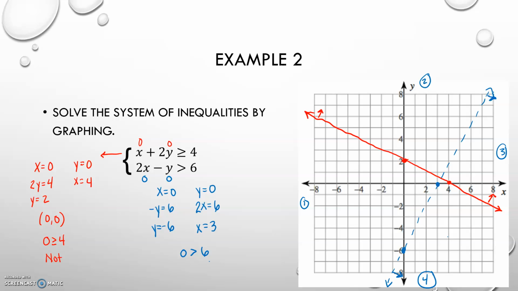So if I look at my two lines, red looks like it can shade in 2 and 3. Blue shades in 4 and 3. And so they overlap in quadrant 3. And so this is going to be my solution.